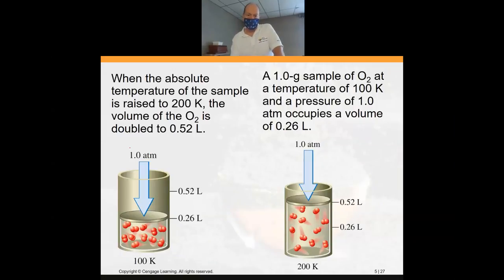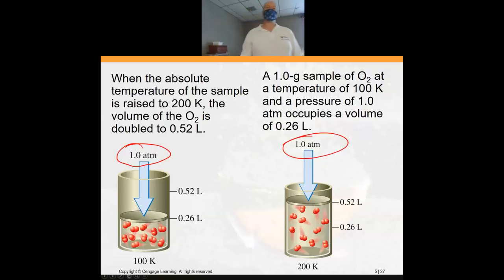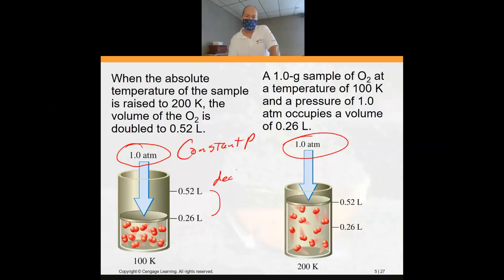So when you have this picture, what you have to notice is what's changing and what's not. They may give you a pressure. As long as they give you the same pressure in the second part, we know that we have constant pressure. When it's not changing, that means it is constant. Here we see that we are decreasing the volume.